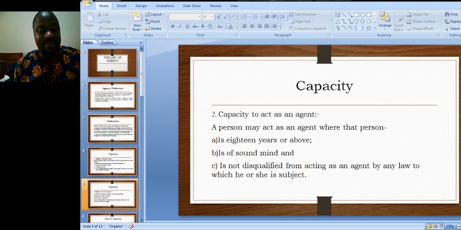Number two, we want to talk about capacity to act as an agent. Who can be an agent? What are the qualifications to being an agent? Those are reflected under section 120 of the same act, that is the Contracts Act. A person may act as an agent where that person A, is 18 years or above. The age of majority for Uganda is 18 years. That is the recommended age of majority under the Constitution of the Republic of Uganda, 1995. B, is of sound mind. And C, is not disqualified from acting as an agent by any law to which he or she is subject.